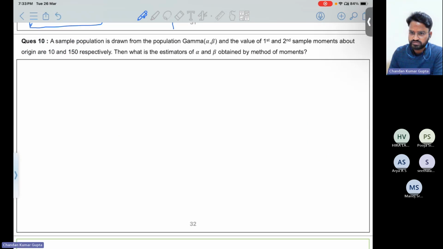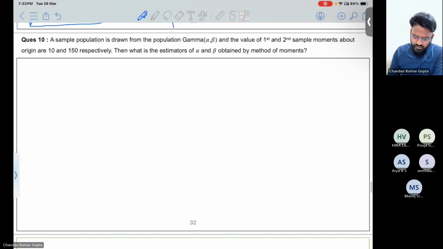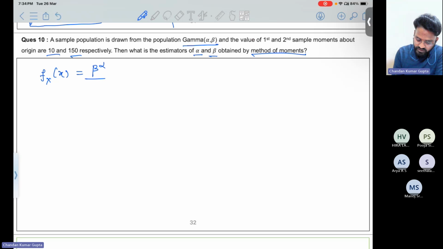Now the next question is: a sample is drawn from the population gamma with parameters alpha and beta, and the values of the first and second sample moments about origin are 10 and 150 respectively. Then what are the estimators of alpha and beta obtained by the method of moments? Again, method of moments. We are given the PDF f of x, which is beta to the power alpha upon gamma alpha, e to the power minus beta x, x to the power alpha minus 1.